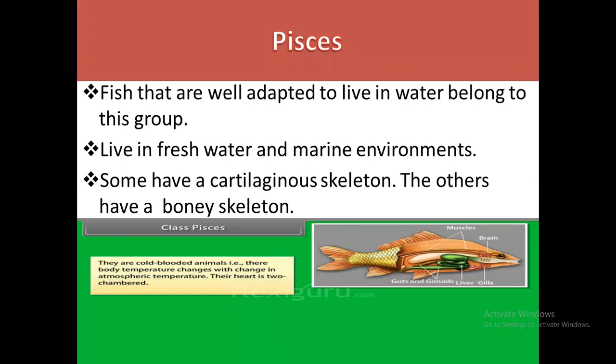Even when we are eating shark, the skeleton is a cartilaginous skeleton, right? The others have a bony skeleton. Some fish have a cartilaginous skeleton, and the others have a bony skeleton, like tilapia. Then we can take other fish, like goldfish. They have a bony skeleton. Some fish have a cartilaginous skeleton, and some fish have a bony skeleton.